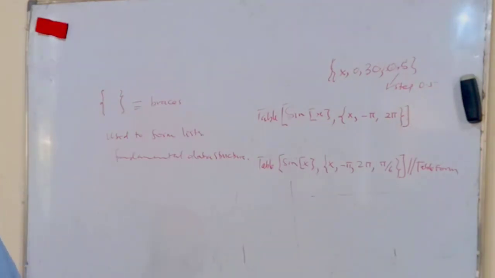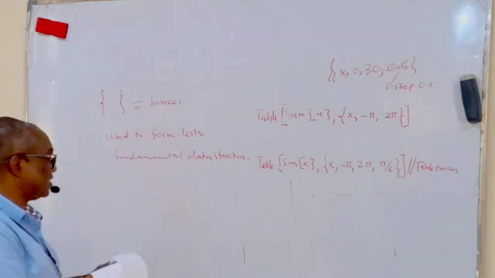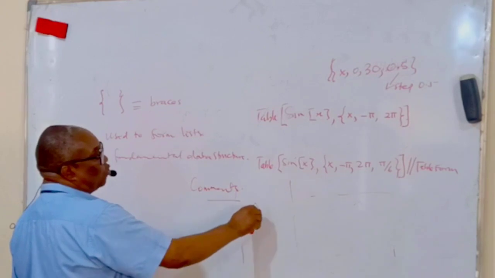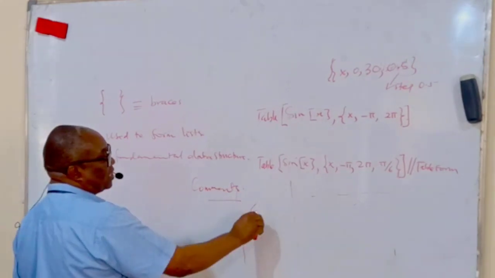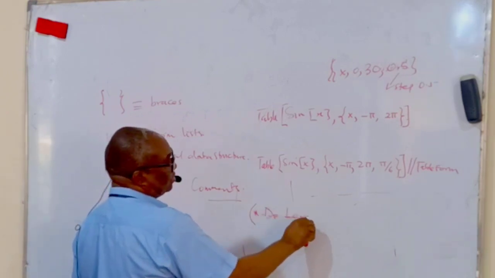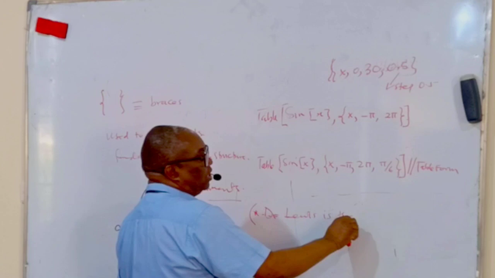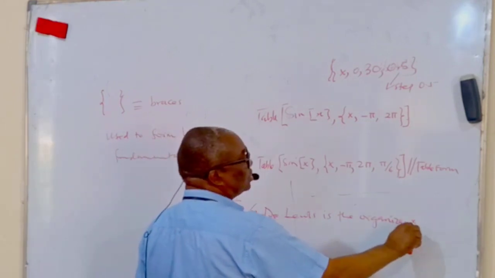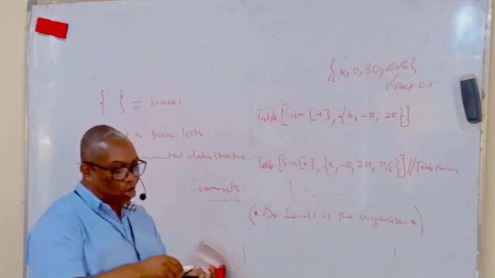Now, you can also use Mathematica to make comments which are not used in computation. What you do in comments is you put this parenthesis and type, like, Dr. Lewis is the organizer. You close it. This is seen as a comment.